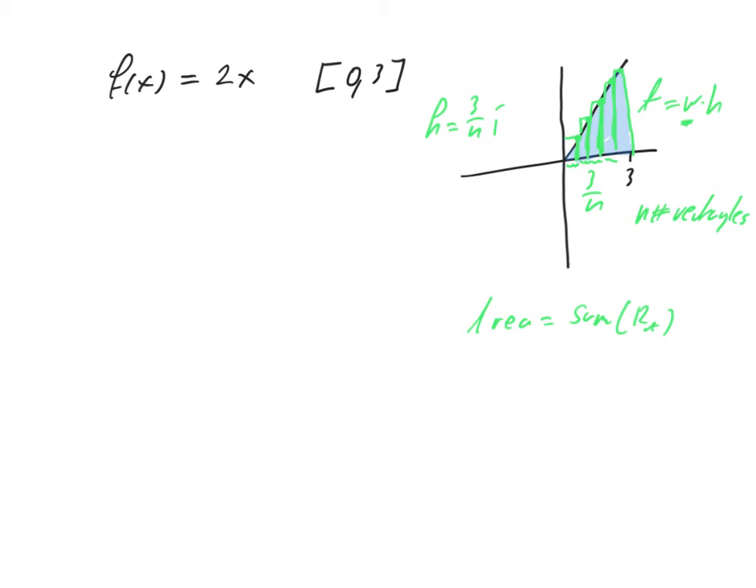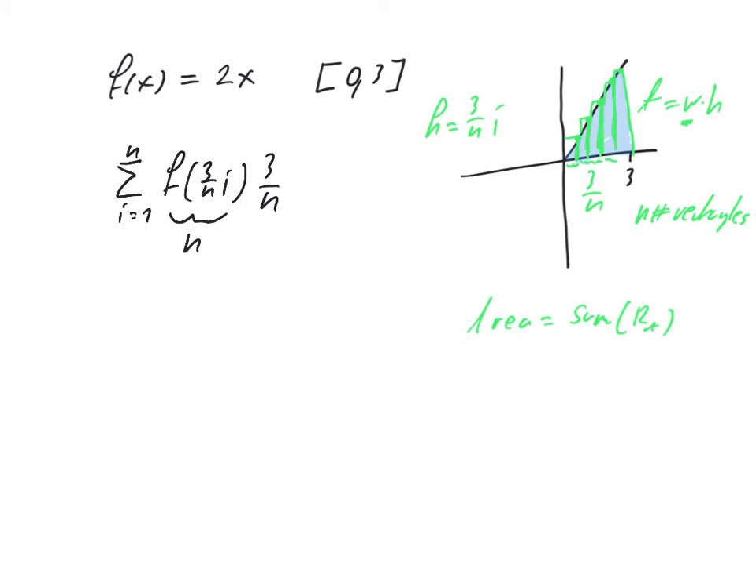So let's write that down. So our sum will be the function's value at 3 over n. And we can use i here as our iterator. So i changes every time we make a new addition to our sum, basically. So this is the height. And then we still have to get the width, which was 3 over n. So this would be the area of n rectangles.